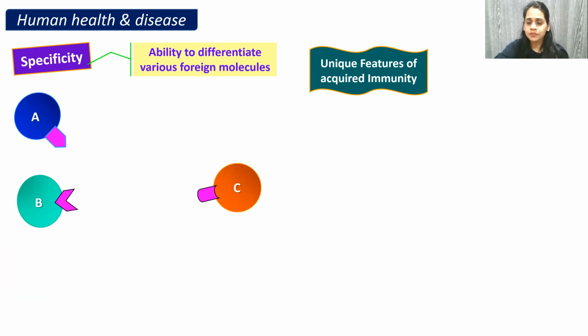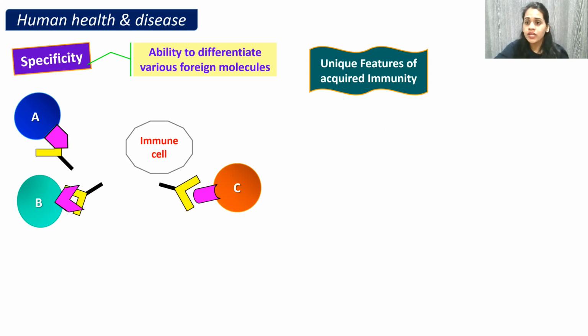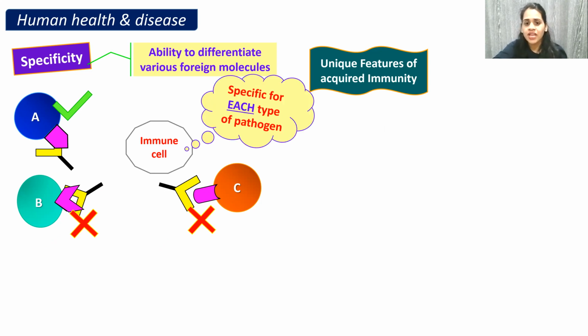Let us see an example. There are three antigens A, B and C. These are the identification markers which I talked about in one of the lectures. Our immune cell is going to produce antibodies according to the antigen. Only this shape of antibody fits this antigen, while the rest do not show a lock and key mechanism. Understood? So body has to recognize the foreign molecule and accordingly produce the antibody. So antibodies are very specific for each type of pathogen.